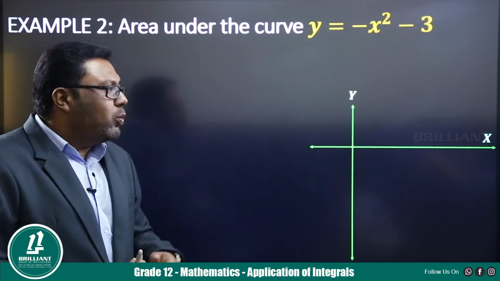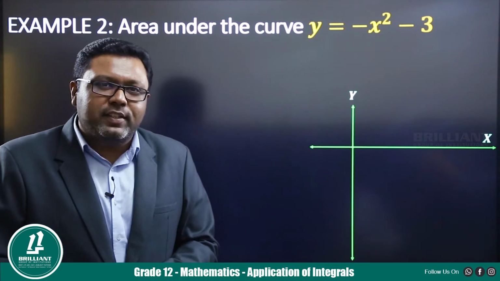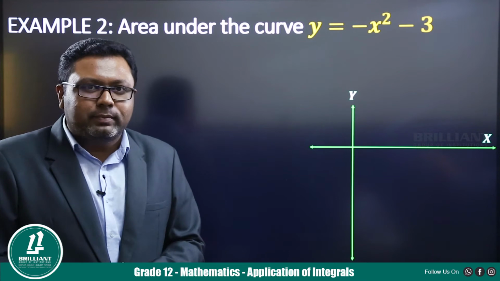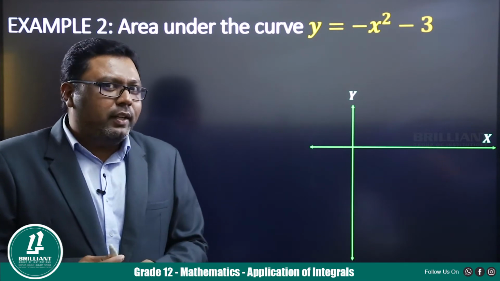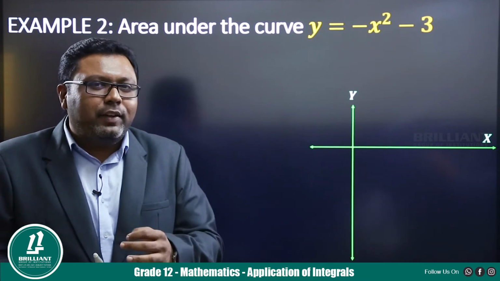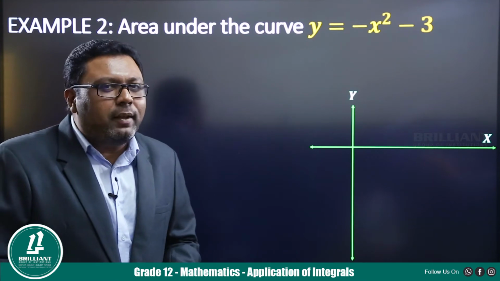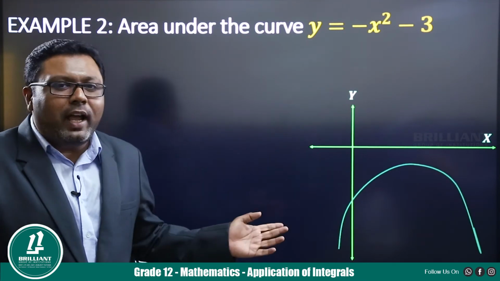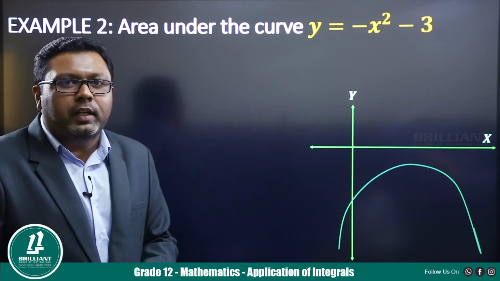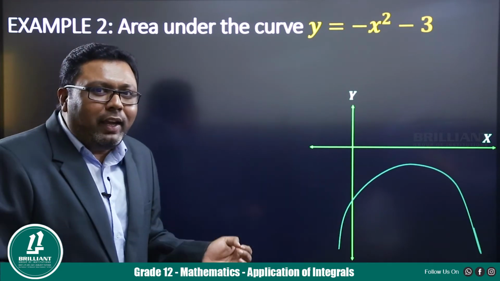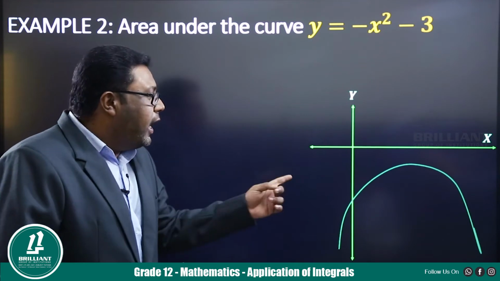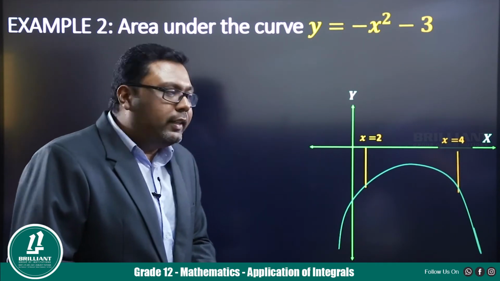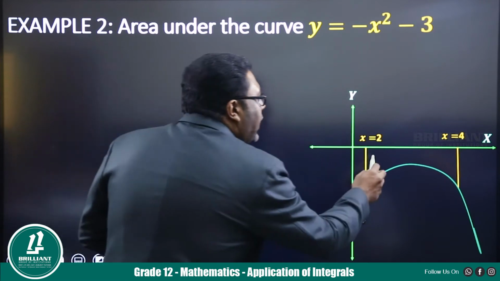The expression is y is equal to minus x squared minus 3. So this is a quadratic equation. The coefficient of x squared is negative. So definitely this parabola is going to stay below the x-axis and the values are going to be shown as in the parabola over here. Now if I'm trying to find the area between the abscissas x is equal to 2 and x is equal to 4, then the area would be over here.